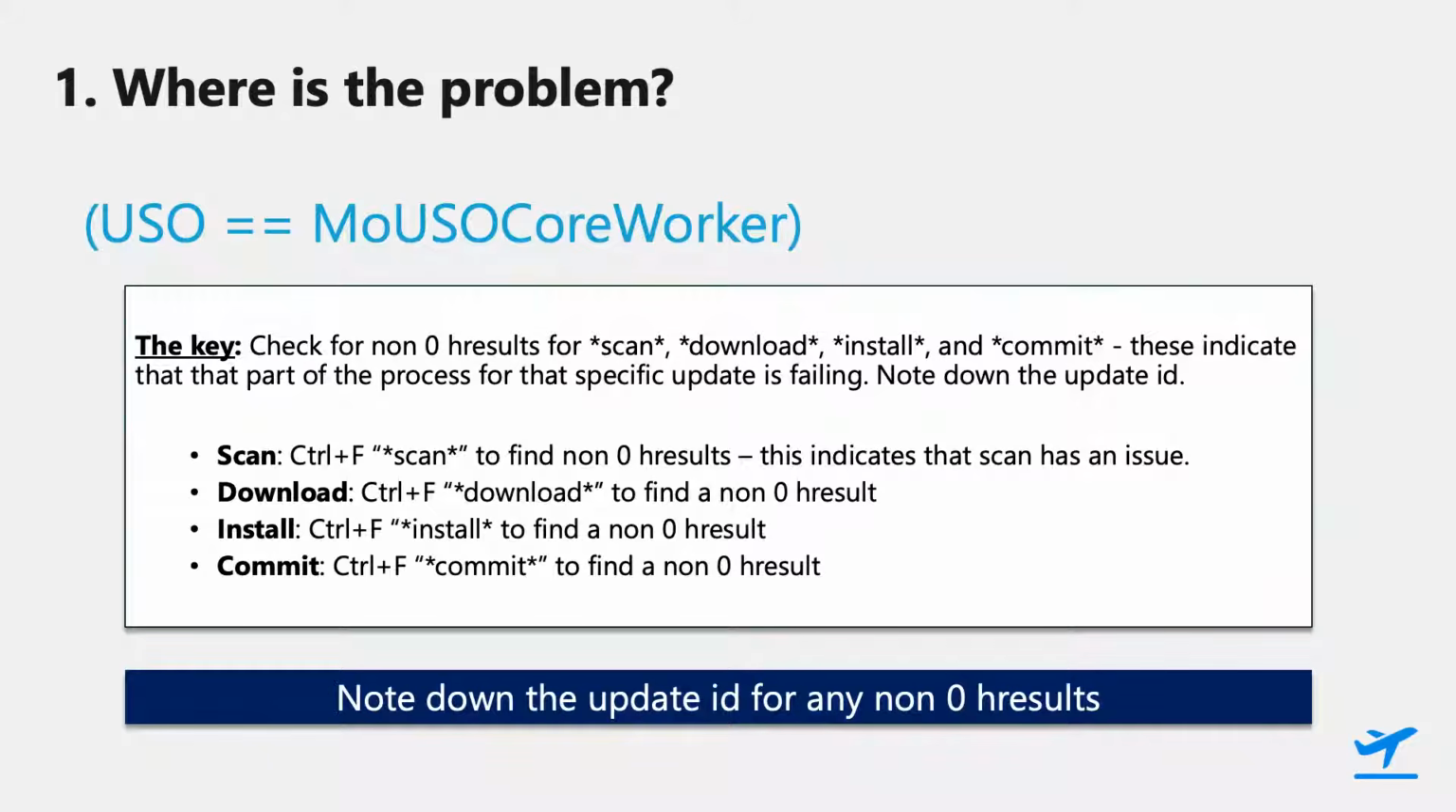For USO, we'll be looking at the MoUsoCoreWorker logs, which we will search through as follows. We will be checking for non-zero HResults for four items, namely *scan*, *download*, *install*, and *commit*. These indicate which part of the update process the specific update is failing in. The reason we do this sequential process is so we can walk through the update operations that USO is responsible for and check if there is a problem in any of them. Note down the update ID for any non-zero HResults that you encounter because that will be super helpful later on.